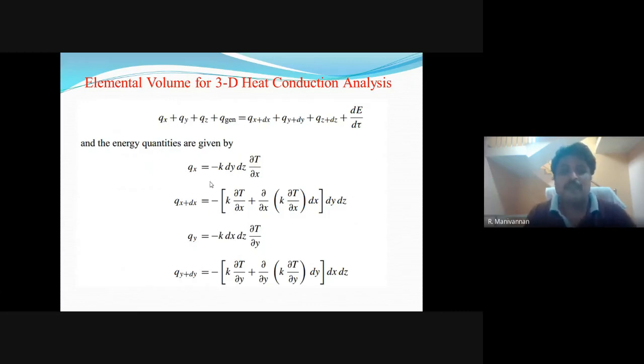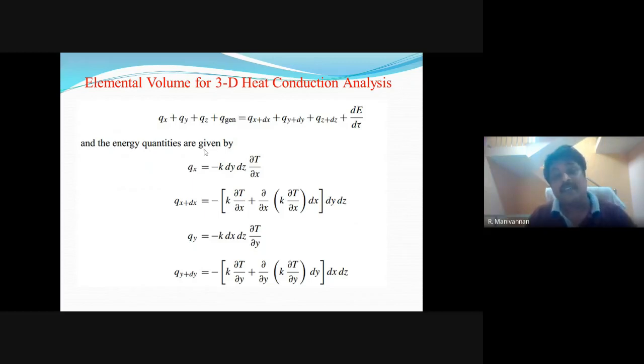Now, the rate of energy conducted in the x direction, q suffix x, is equal to minus k into dy into dz into ∂T/∂x. Here, in the place of A, dy into dz is used. So the area is nothing but dy into dz for this case. So this is for qx.